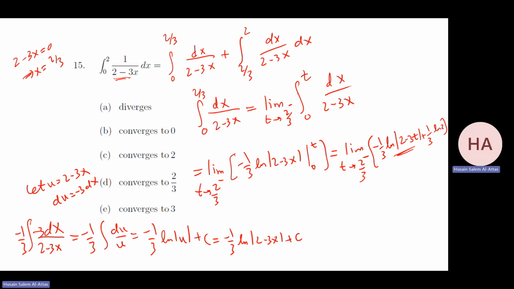Yeah, the problem is here. When I substitute t equals 2 over 3, that will be ln 0, which is minus infinity. So that will be minus 1 over 3 times minus infinity, that will be infinity, plus 1 over 3 ln 2, which is infinity. So it diverges. So this integral diverges, so all of this diverges.